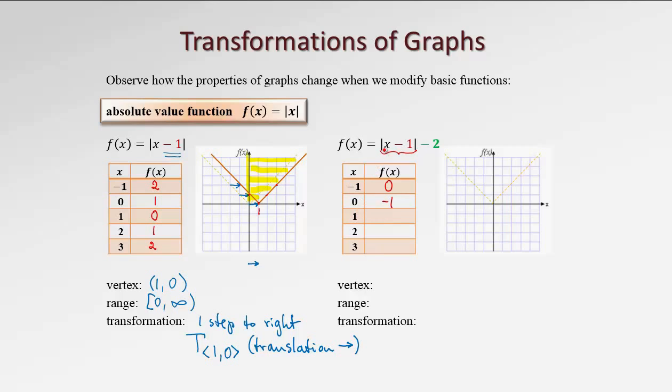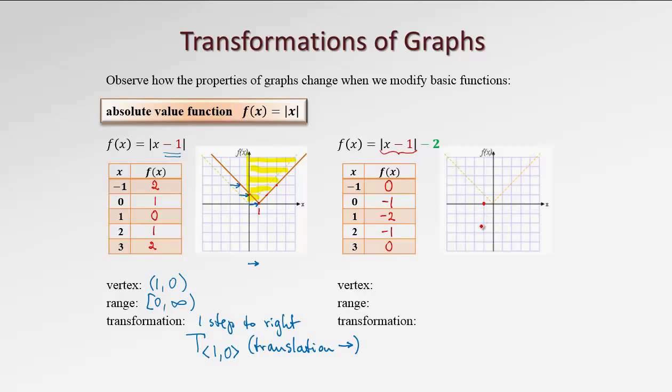If x is 1, then the absolute value becomes 0 minus 2, we end up with negative 2. If x is 2, the absolute value becomes 1 minus 2, it's negative 1. And finally, if x is 3, the first part is 2 minus 2, we end up with 0. Now we're ready to plot those points.